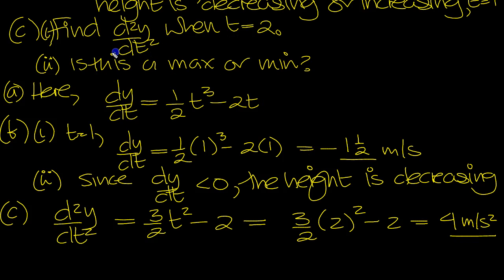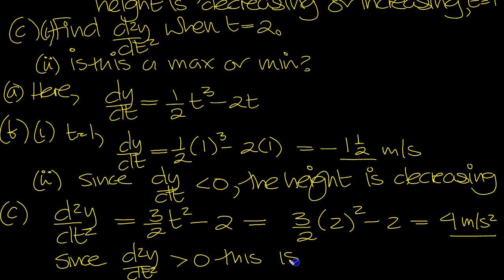Is this a max or min? Well, it's positive. It is a turning point, we're told, when t equals 2. Is it a max or min? Since d2y/dt squared is positive, this would be a max. Is a min. Make my mind up. This is a minimum. There we go, because the second derivative is positive at t equals 2, which we're told is a turning point.